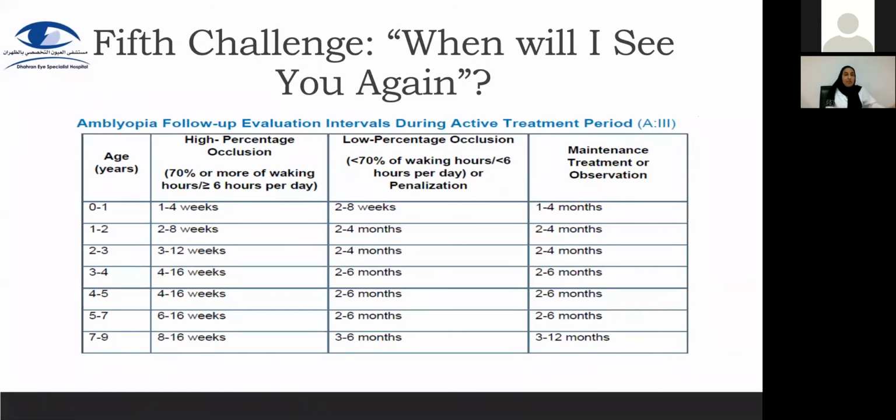That is if I'm on the treatment side. If I'm on the maintenance or observation side, I'll ask the patient to come every 3 to 6 months, repeating the cycloplegic refraction every 6 months and examining the patient fully.